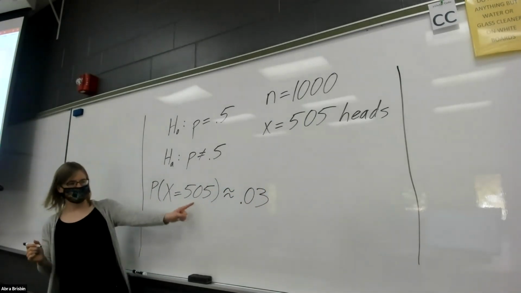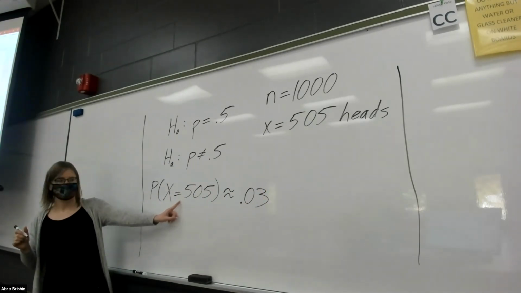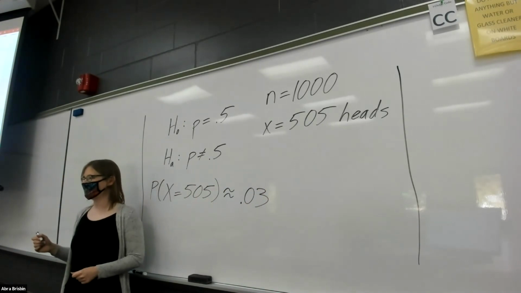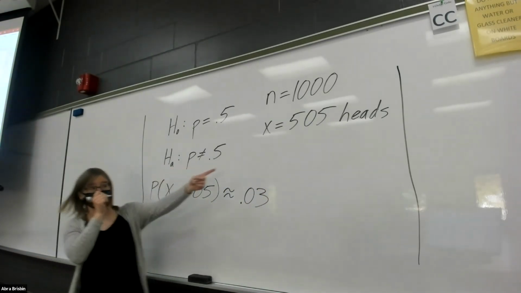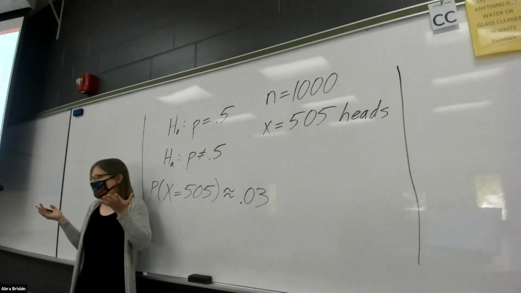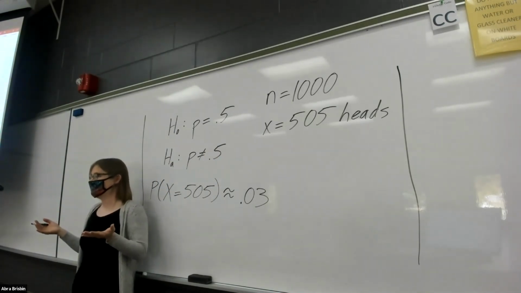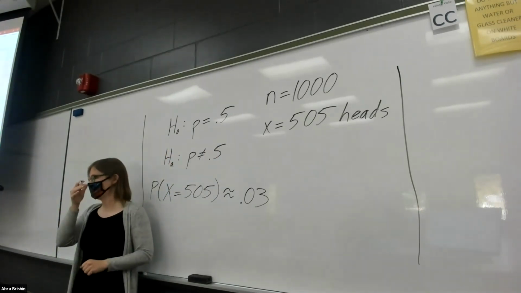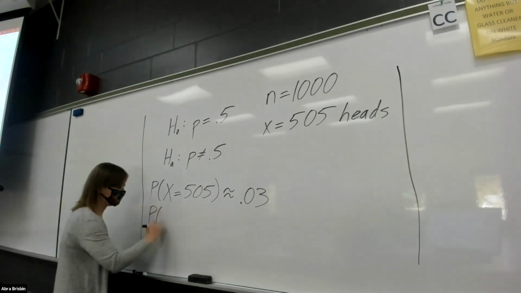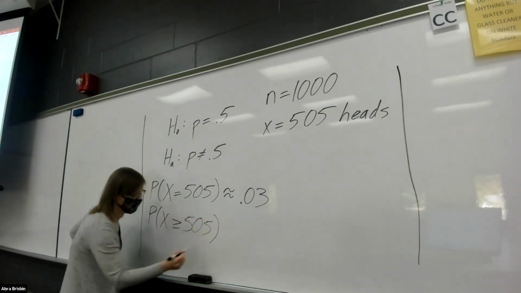So if we were treating this probability of exactly 505 heads as the p-value, we would be rejecting the null hypothesis and saying, oh, looks like this coin isn't fair. But we don't want to do that because 505 heads is a pretty typical value to get. It's pretty close to the center of that null distribution if the coin really is fair. So instead, we want to use the probability that x is greater than or equal to 505 as our p-value.